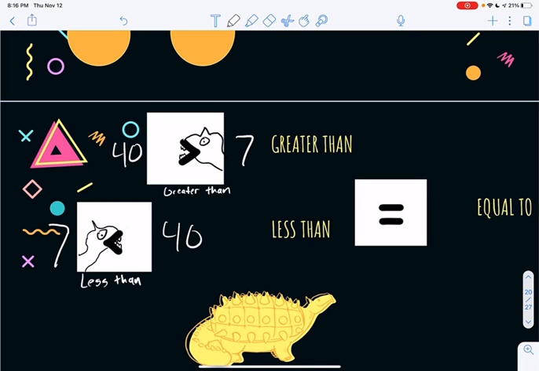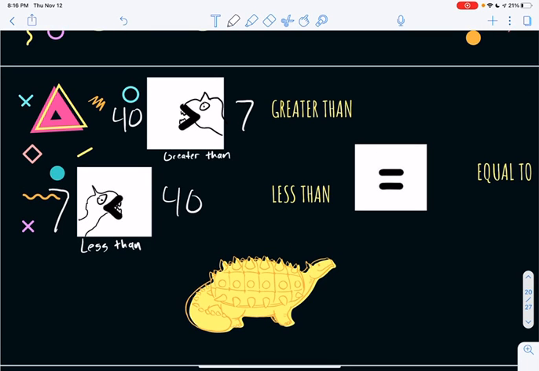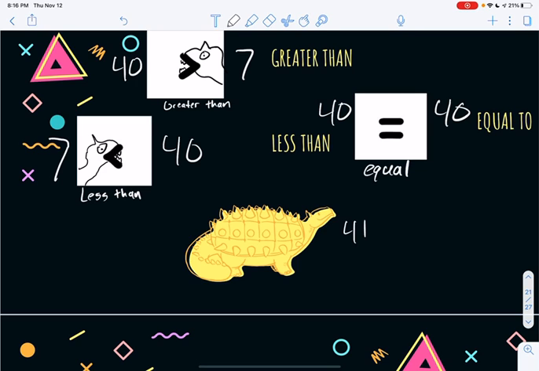All right. Now let's look at the last one, which is equal to. Equal to is just as simple as it seems. If the numbers are equal, then that means they're equal to. So 40 is equal to 40. But I also want you to think about this. Is 4 tens equal to 40? Is that a true statement? Yes, it is. This is a true statement.